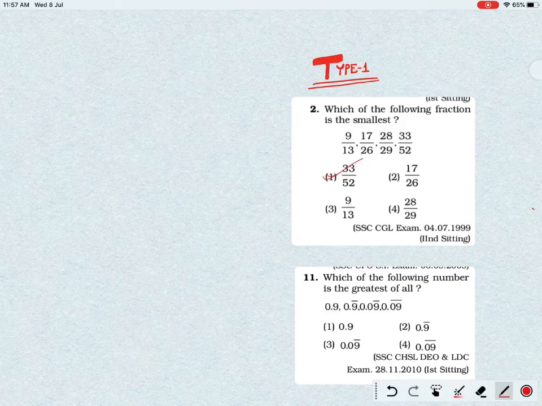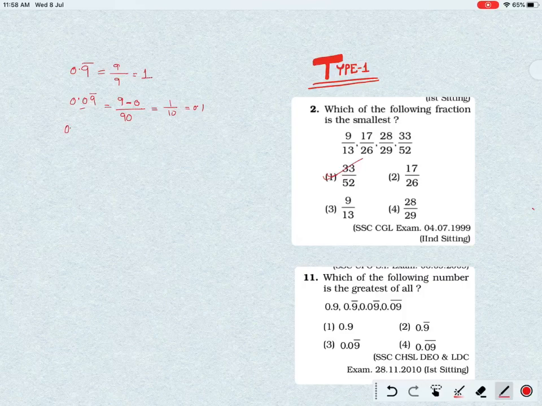Next, which of the following number is the greatest of all? 0.9 bar. What does this mean? 0.9 bar can be written as 9 by 9, and that is equal to 1. And then comes 0.09 bar. Now what does this mean? This means 9 minus this 0 divided by, for bar it comes 9, for non-bar comes 0. So 9 by 90, that is 1 by 10, that is 0.1.